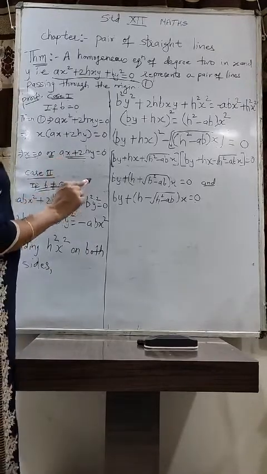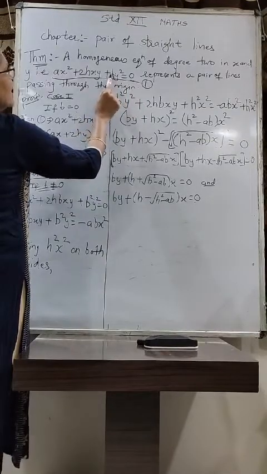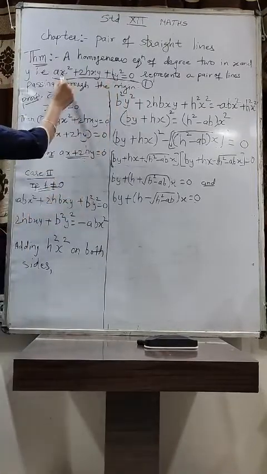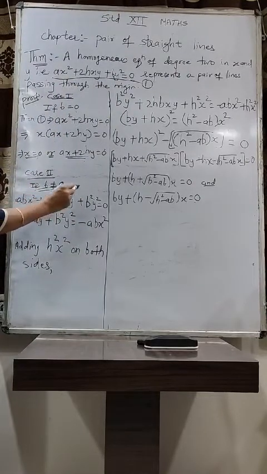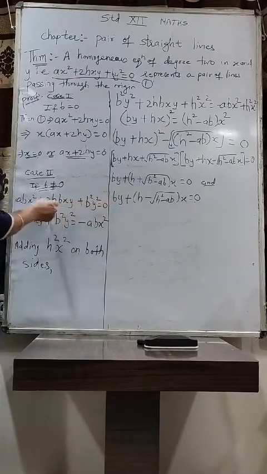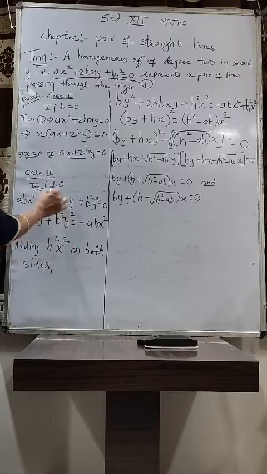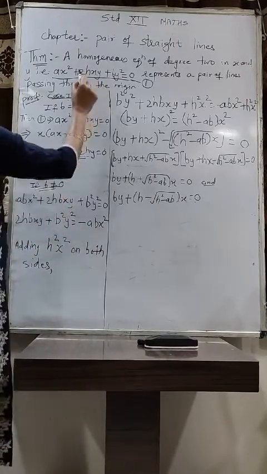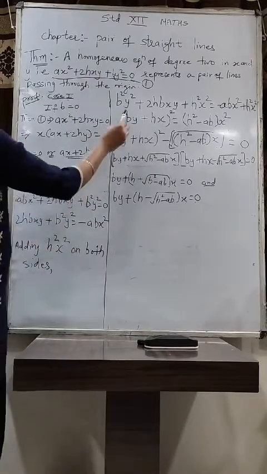Now b not equal to 0 means the equation 1 I will multiply with b. If I multiply with b, the first term will become abx square plus 2hbxy plus b square y square equal to 0. Now this equation we have to make a perfect square. So on both sides I will add h square x square. Again I will repeat. I have multiplied the first equation with b and I have added the term h square x square on both sides. Now see this equation.